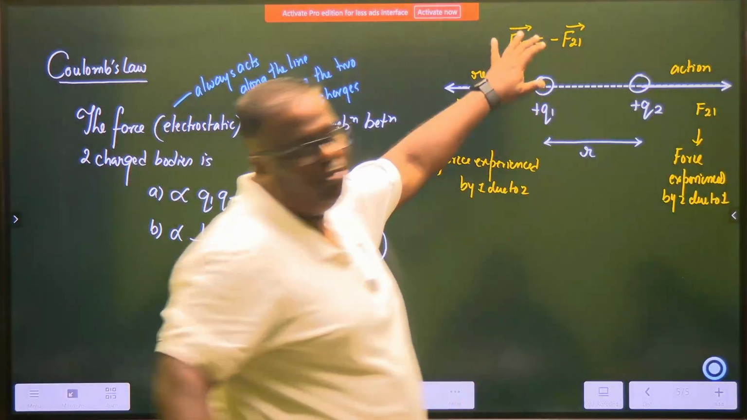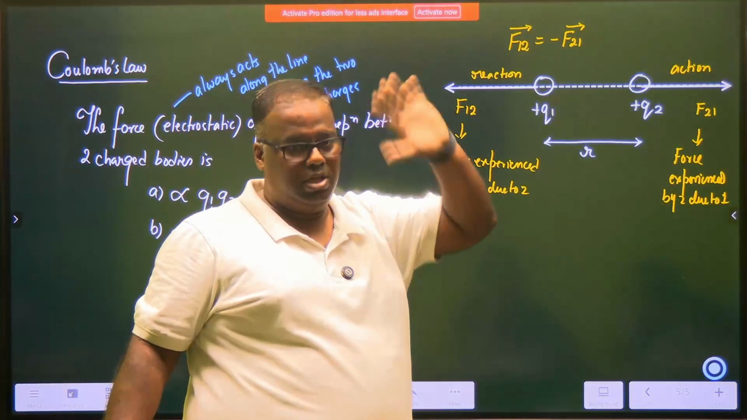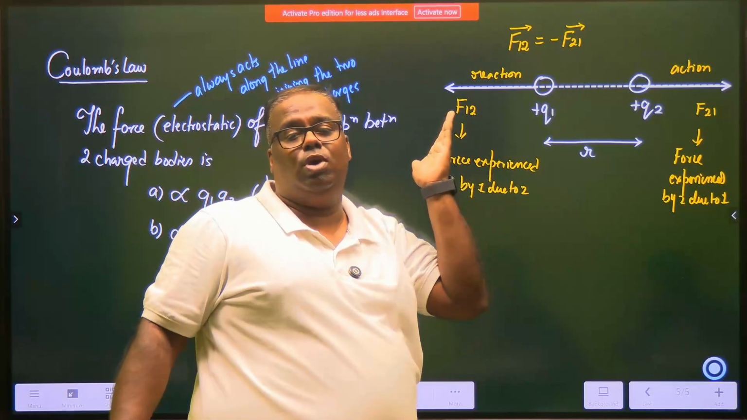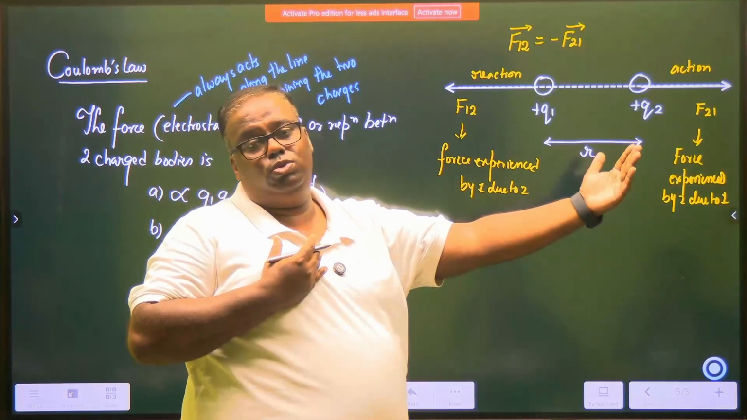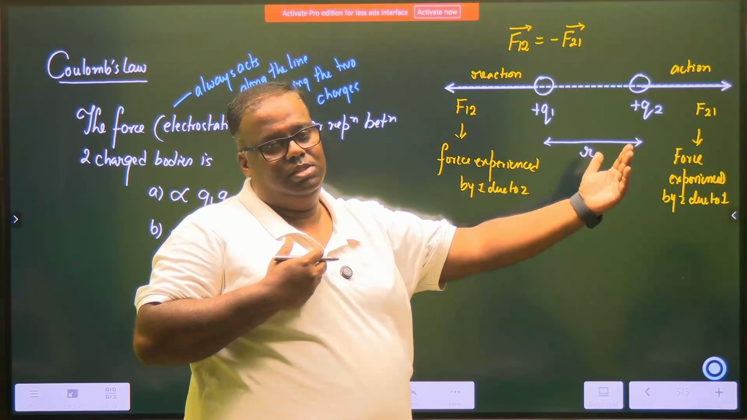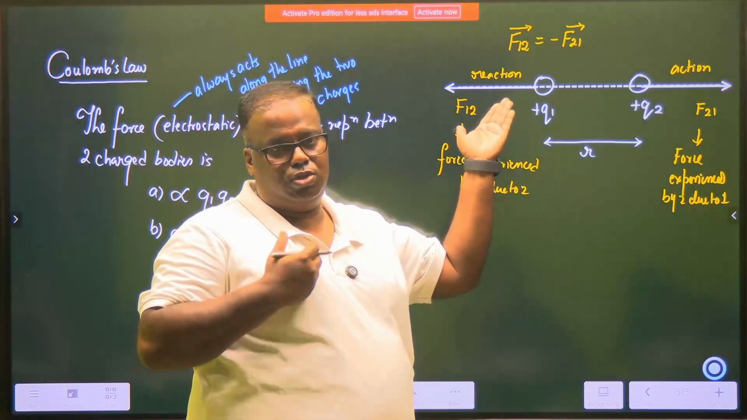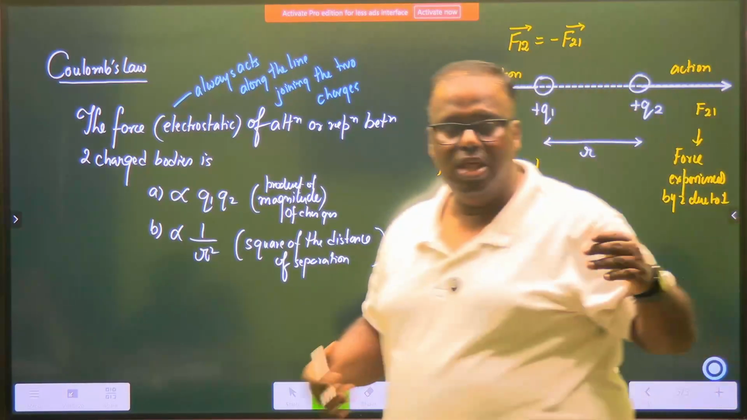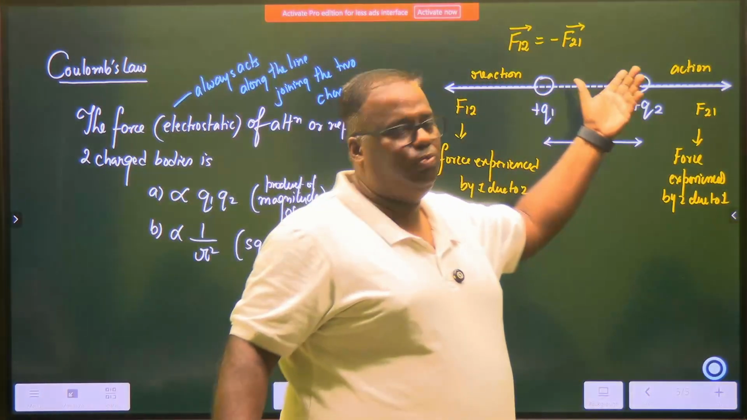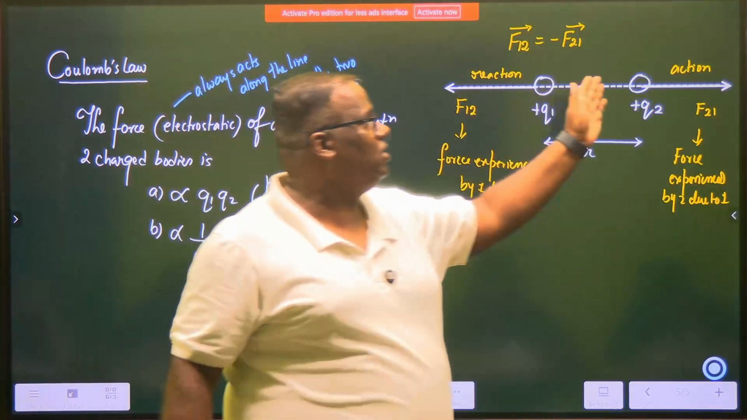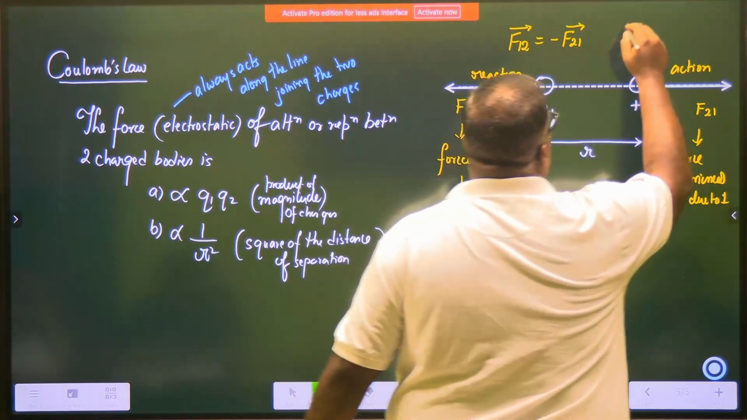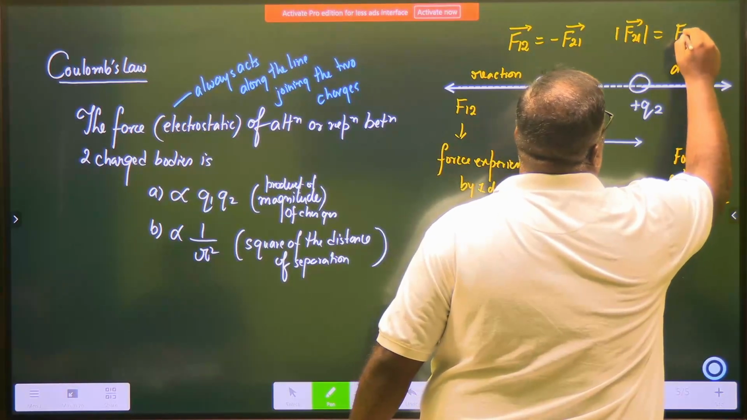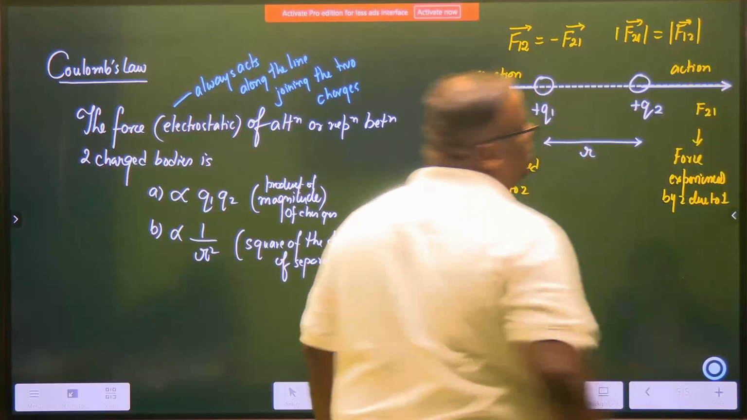Overall, F21 and F12, don't get confused here. Children get lots of confusion. F21, F12 are the forces which you are seeing individually on one particle. I am Q1, there is Q2 out there. Due to Q2, what is the force on me? I call it F12, force on me due to him. And I am Q2, there is Q1, what is the force on me? F21. After all, the magnitude of the force is the same, because they are action reaction forces. So the magnitude of F21 will be the same as F12. Have you understood this or not?